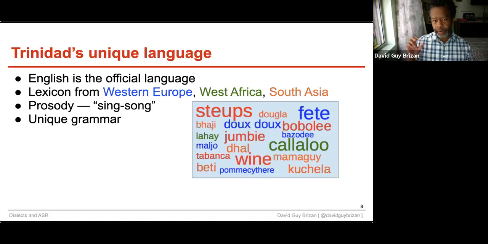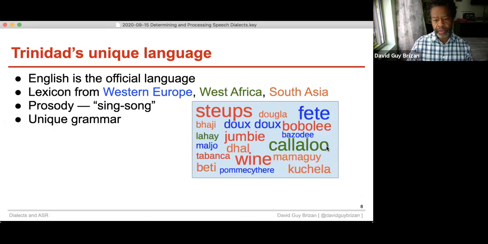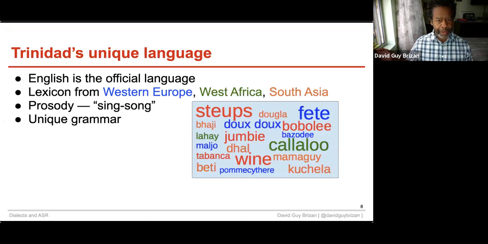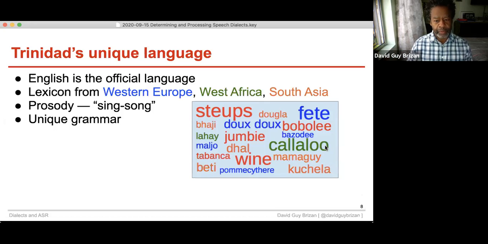So we have all of these French words that are built into our language. We also have words that are clearly West African. So callaloo is a dish. It's a food that we eat, and that word is clearly a West African word. There's a specific dish that I believe comes from Angola that is very close to our callaloo. It's almost exactly the same.